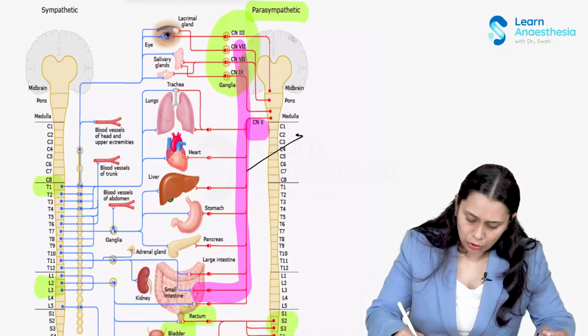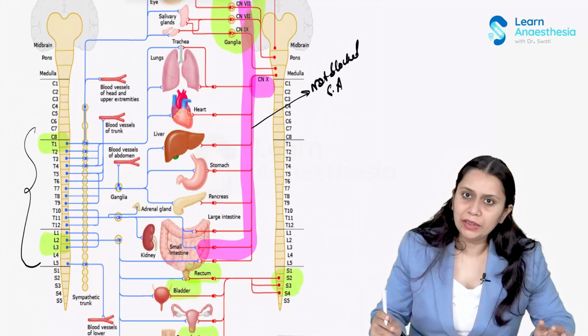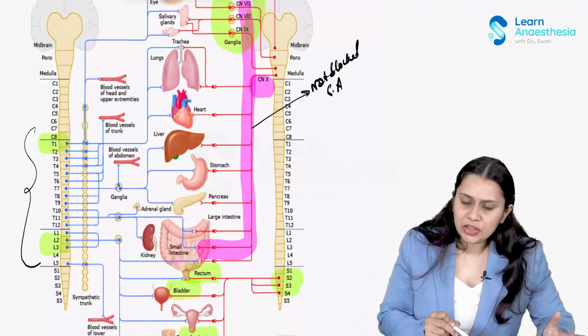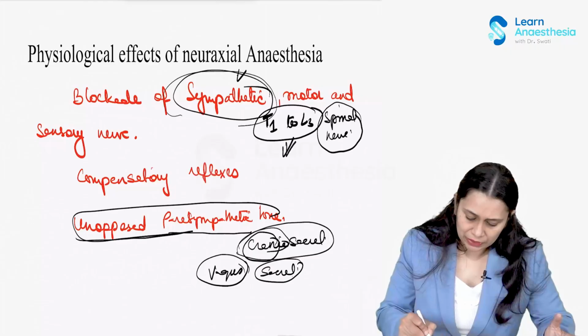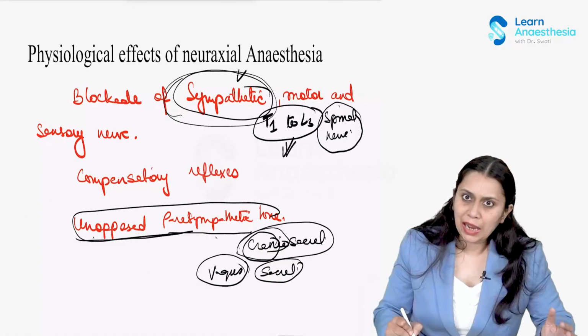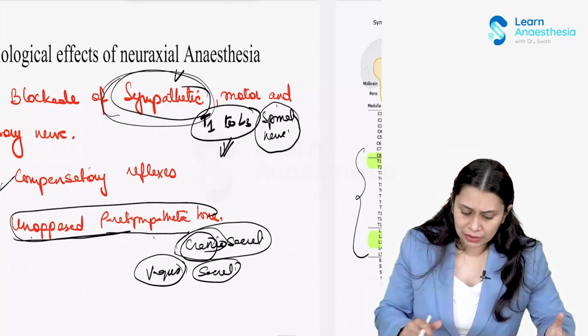The vagal fibers are not blocked when we are giving spinal anesthesia, and the sympathetic fibers are blocked when we are giving the neuraxial anesthesia, spinal or epidural. So all the complications are because of this sympathectomy, sympathetic nervous system blocked, and unopposed parasympathetic nervous system, and due to some compensatory reflexes we get all the clinical features. So we will discuss everything.